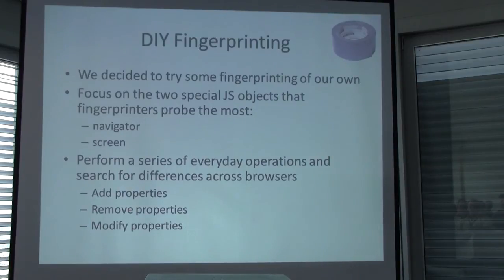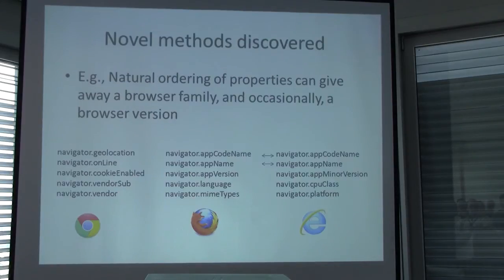We said, okay, historically and traditionally, the navigator object exposed to JavaScript and the screen object have been the two objects that have received the most attention from fingerprinters and from academia. So we decided to just, on these two objects, perform a series of everyday operations over JavaScript. We tried to add properties to them, like to navigator, to remove properties from the navigator or the screen. We tried to change a property. We tried to change the object to make it non-enumerable and things like that. So we found a lot of interesting things. I will just present a few.